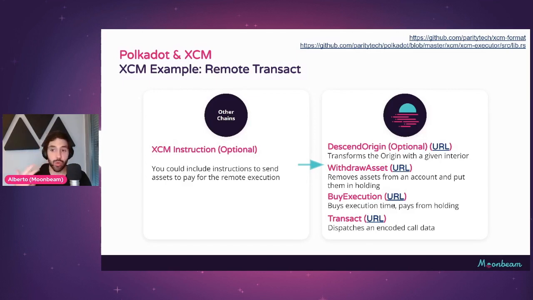The next instruction is withdraw asset, and this removes assets from an account and puts them in holding. Remember that holding is the state where you can use the tokens for something else. And then we're going to use those tokens to buy execution time. And then we're going to call the Transact instruction, which just dispatches arbitrary call data that you provide in the origin chain. And then you have all the URLs in case you want to see how this gets executed.